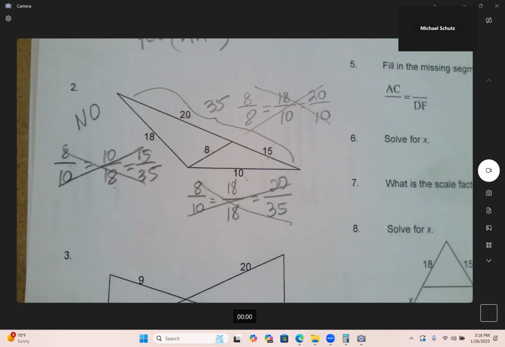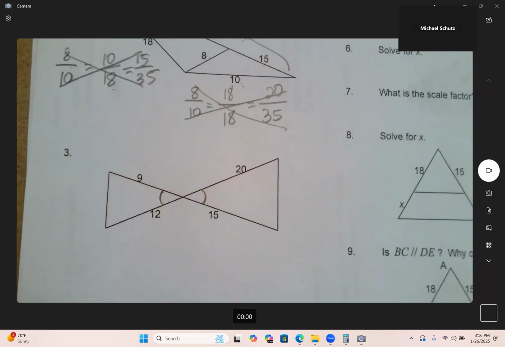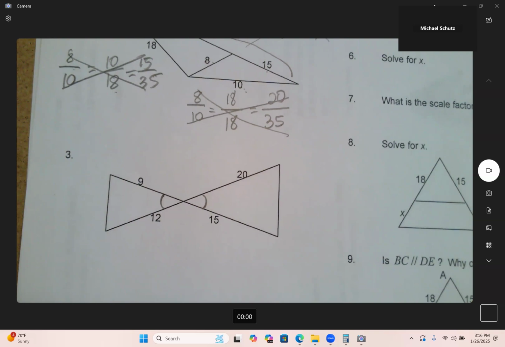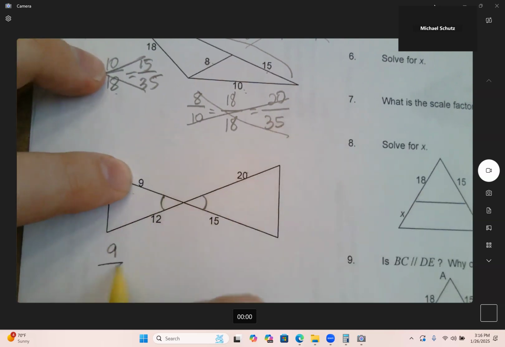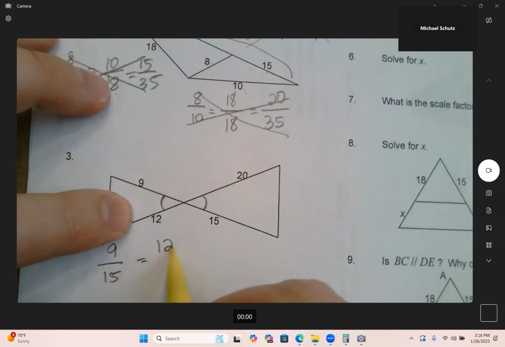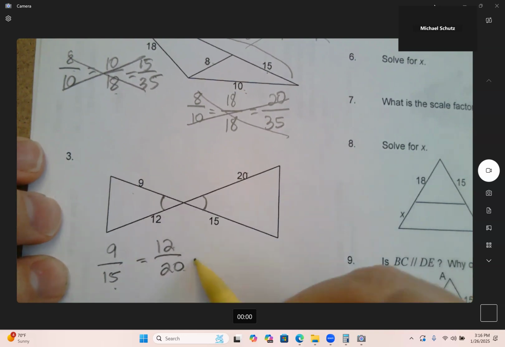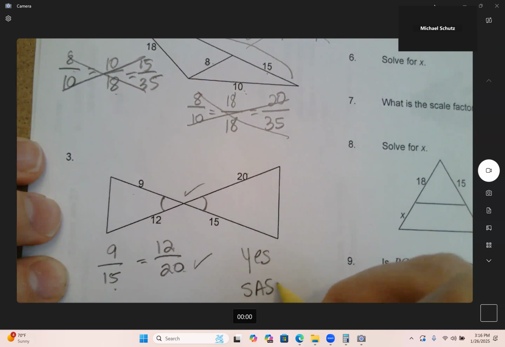All right, let's take a look at number 3. First of all, we do have some vertical angles. I don't know anything about these sides or these angles right here. So the next thing we would do is see if the sides that are given to us are proportional. Now, 9 is the smaller one here, it's 15. So don't go 9/20. 9 matches with 15, 12 matches with 20. 9/15 reduces to 3/5, and 12/20 also reduces to 3/5. These both equal 3/5. That's true. So the answer to this one is yes by side angle side similarity.